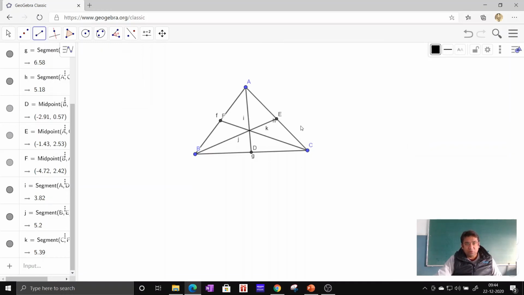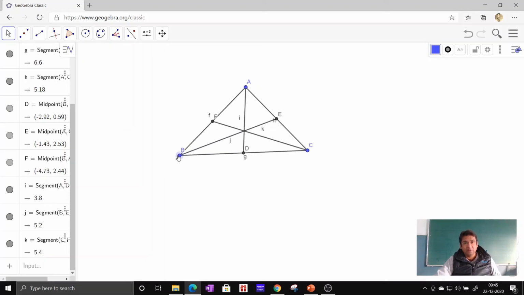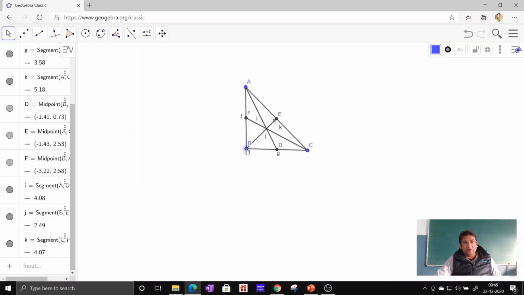Now this is an acute triangle. The medians of this acute triangle lie inside the triangle. We'll see this is a right triangle. The medians of a right triangle also lie inside the triangle, and this is an obtuse angle triangle, and here the medians also lie inside the triangle. So we have concluded that the medians of 3 triangles, acute triangle, right triangle and obtuse triangle, lie inside the triangle.